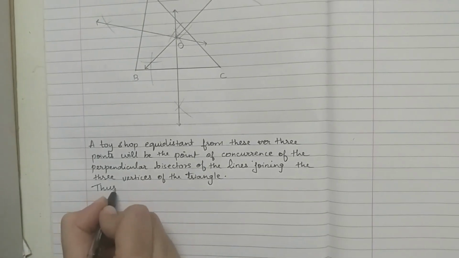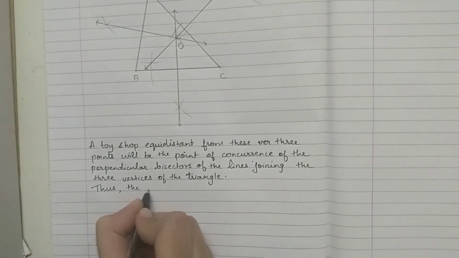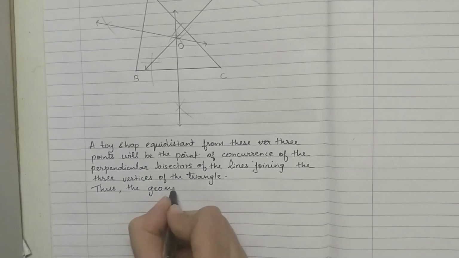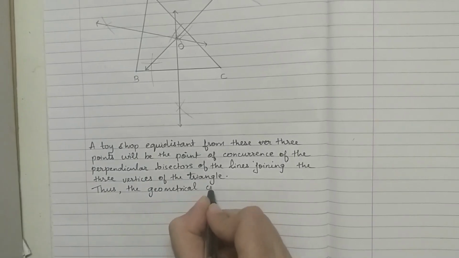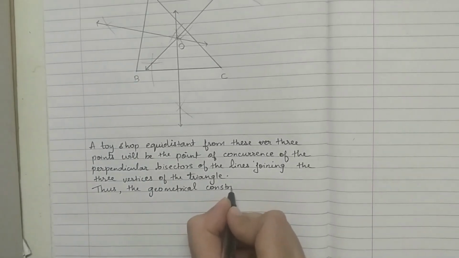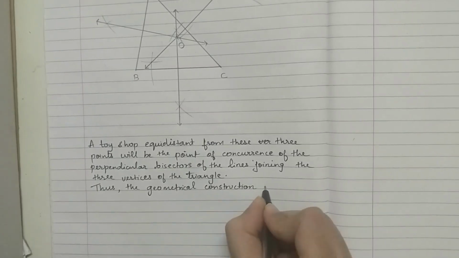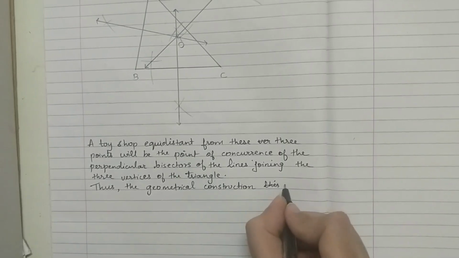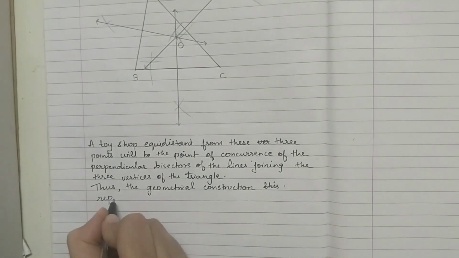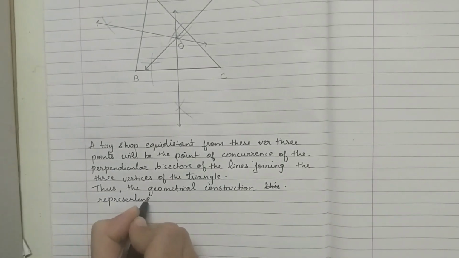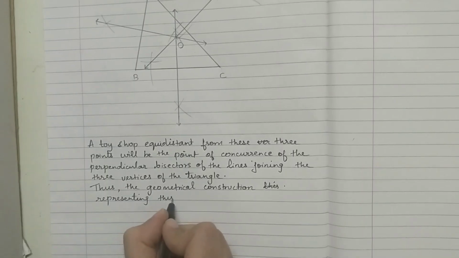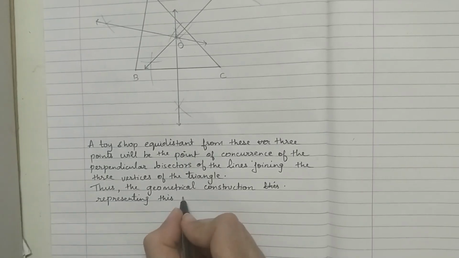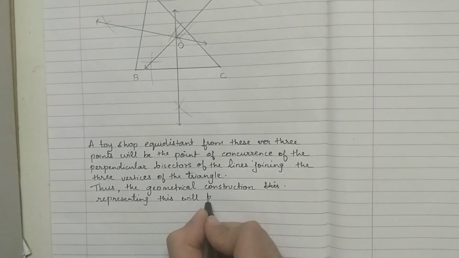Thus, the geometrical construction representing this will be the circumcircle.